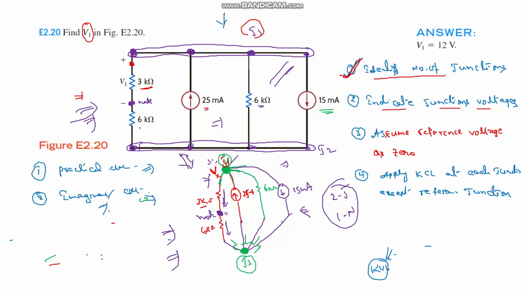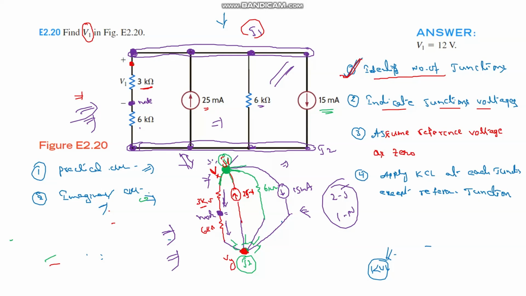Vx is nothing but the potential or voltage at junction 1, and Vy is nothing but the potential at junction 2. Since the given circuit has only two junctions, I am indicating the two junction voltages as Vx and Vy respectively, for J1 and J2. Okay.